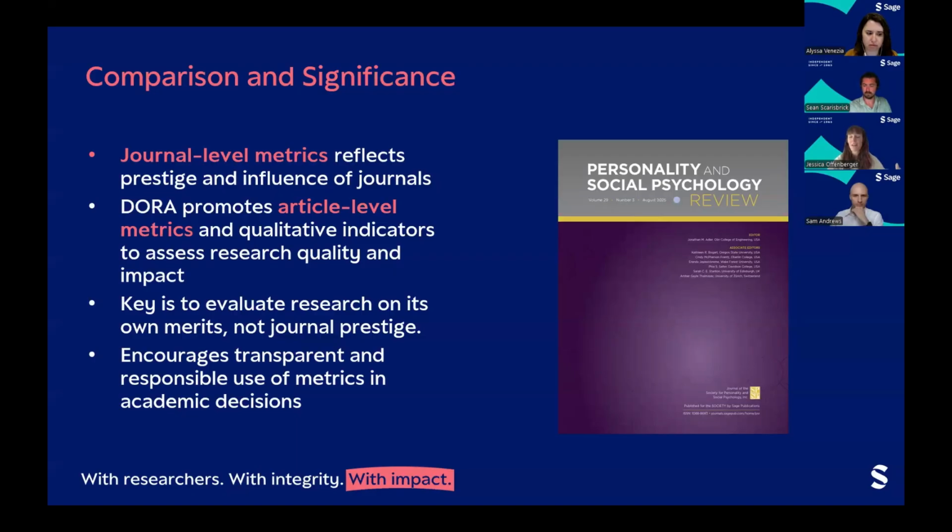So we want to take all of this into account. While impact factor is often used to determine journal prestige, it's important to consider article level metrics to assess the reach and influence of individual works.